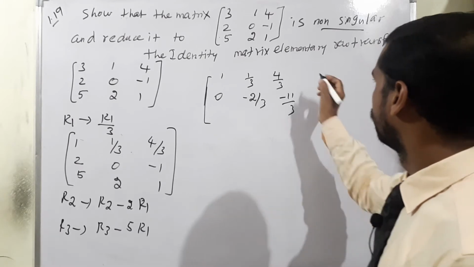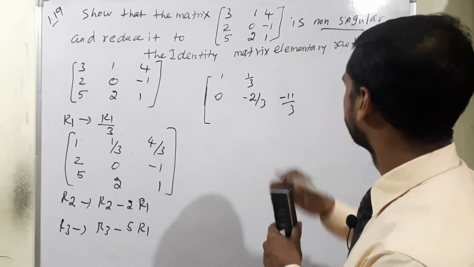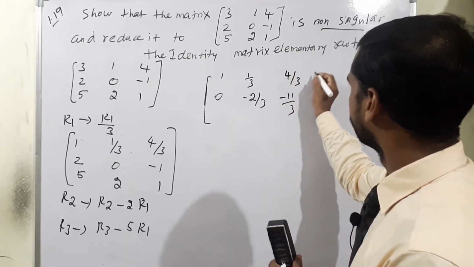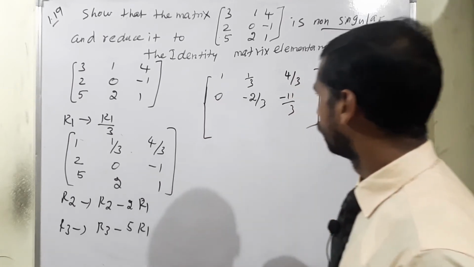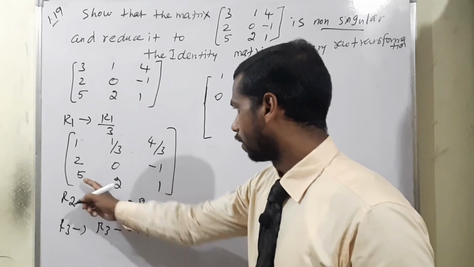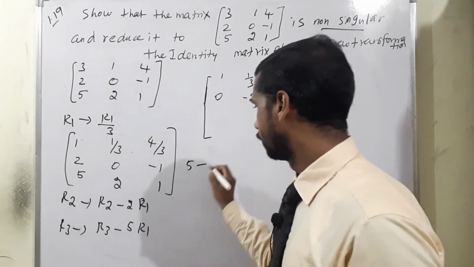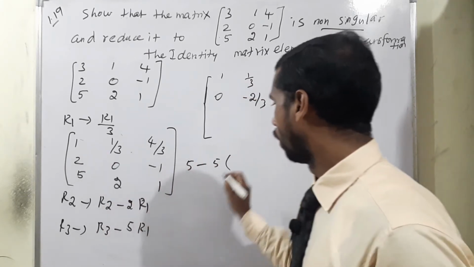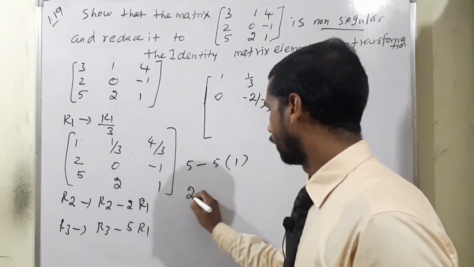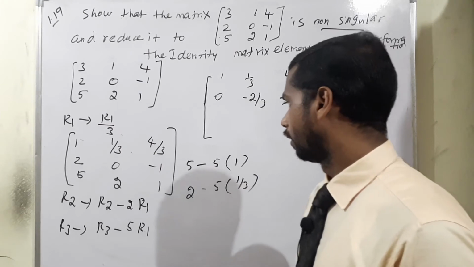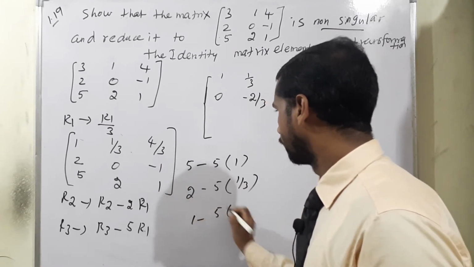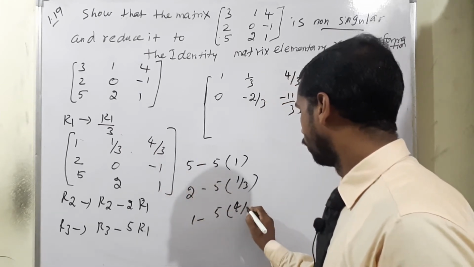Then third term, isn't it? This is 4 by 3. Now third one, look at there, R3 minus, R3 means 5 minus 5 into R1 value 1. Next one 2 is there, 2 minus 5 into R1 value 1 by 3. Next condition 1 minus 5 into R3 value 4 by 3.